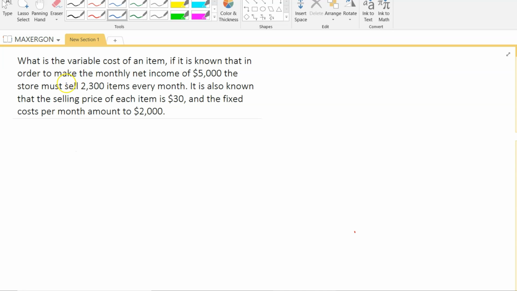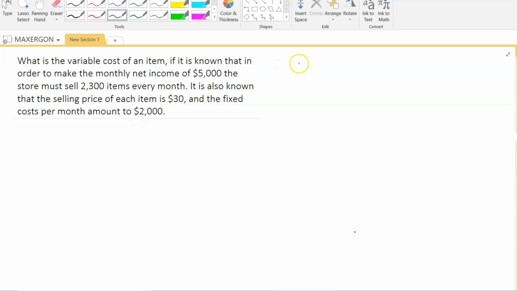What is the variable cost of an item? If it is known that in order to make the monthly net income of $5,000, the store must sell 2,300 items every month. It is also known that the selling price of each item is $30, and the fixed costs per month amount to $2,000.